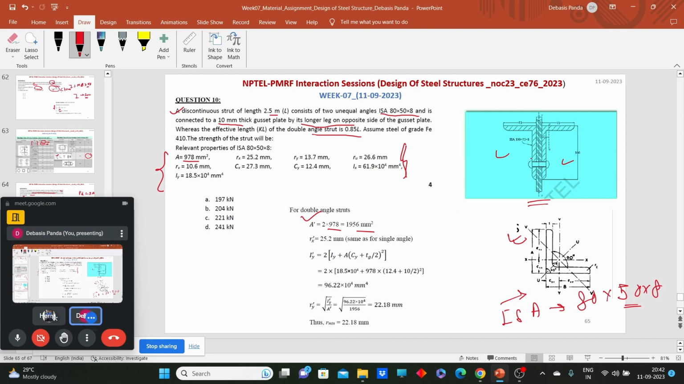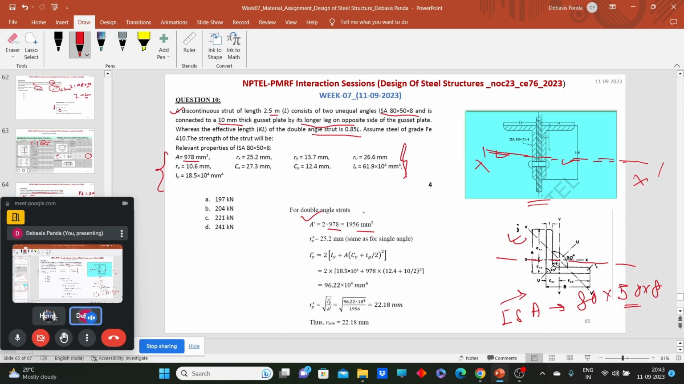Now from here, the x-axis will pass through x dash, or we can say the z dash for this section. So for a single angle, the x dash x, and for these two angle sections which we have connected on the opposite sides of the gusset, the x axis will remain the same.